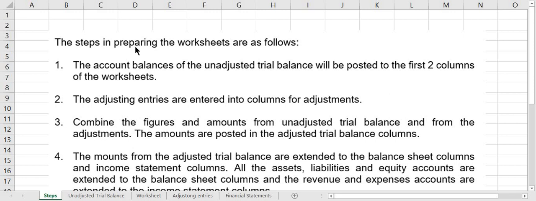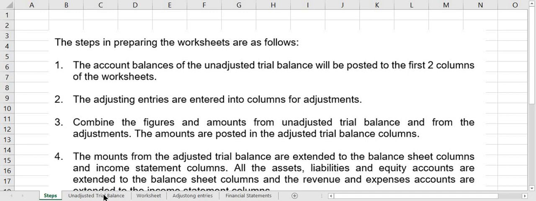In this video, we will discuss the steps in preparing the worksheet. Okay, so worksheet being a tool in the preparation of a financial statements. So there are two basic information needed in preparing worksheet. One, you have to have an unadjusted trial balance. And second is the information for adjustments or the adjusting entries.